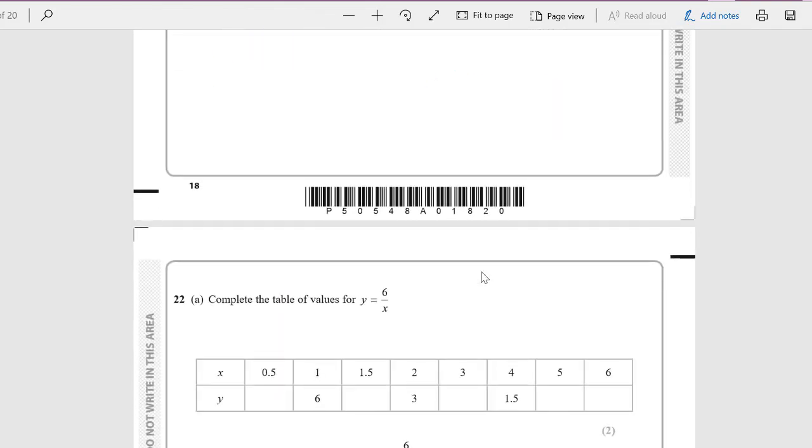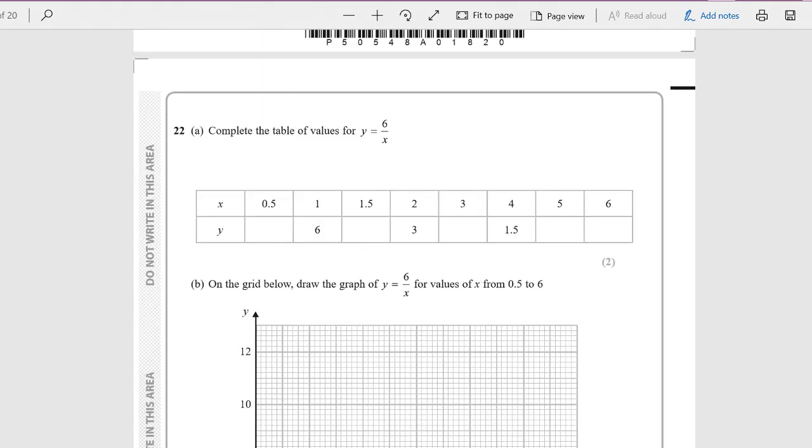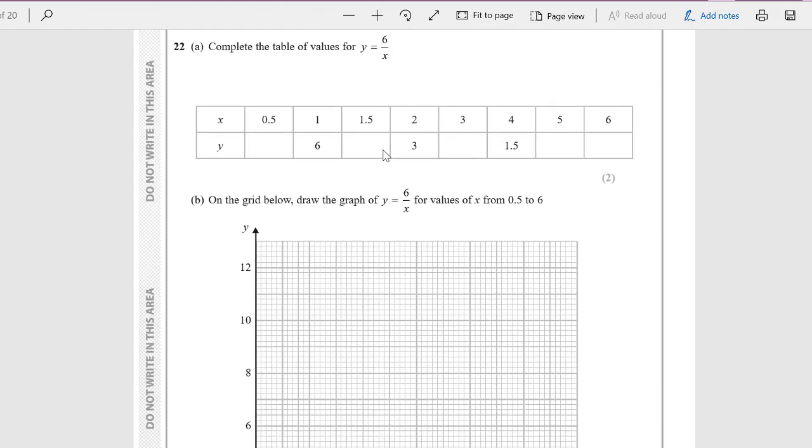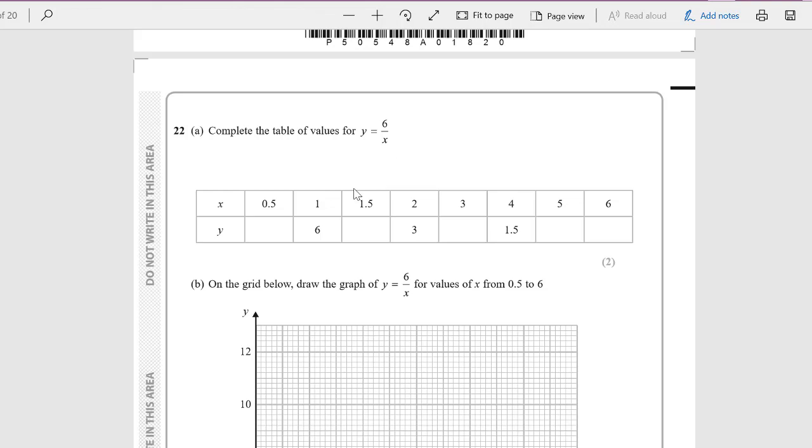Okay, next question. Question 22. So complete the table values for y equals 6 over x. Okay. So basically we'd say 6 divided by 0.5 was 12. That's already been done for us. 6 divided by 1.5 is going to be 4. 6 divided by 3 is 2. 6 divided by 5, 1.2. 6 divided by 6 is 1.